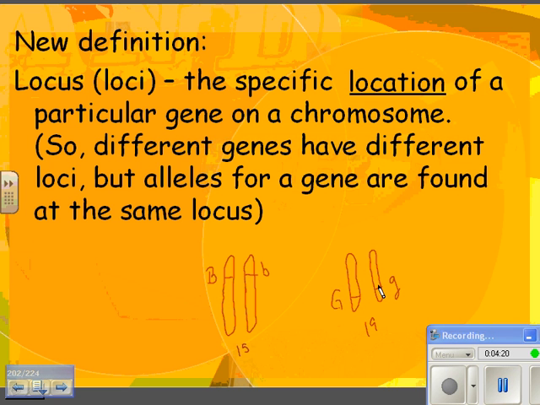So this is a different locus, and these are two alleles at this locus, these are two alleles at this locus. Both affect what color eyes you have, whether they're going to be brown or blue, and whether they're going to be green or blue. So the iris, this part.